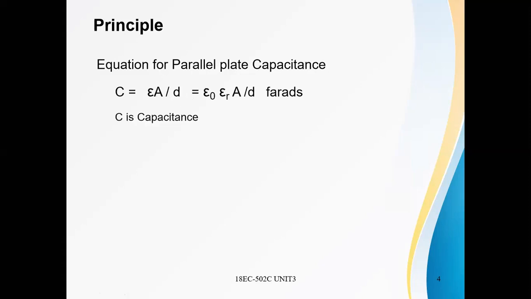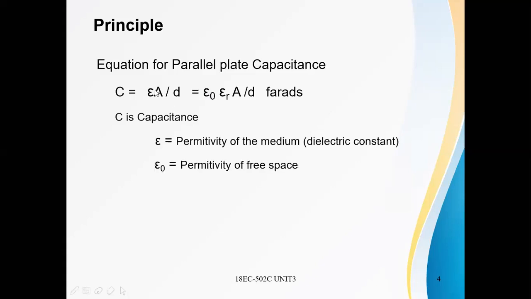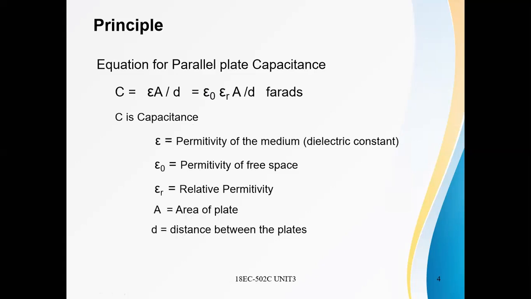Epsilon is the permittivity of the medium, that is, the dielectric constant. A is the area of the plate, and D is the distance between the plates. D is the distance between the plates, A is the area of the plate, and epsilon is the permittivity of the medium. This epsilon is equal to epsilon naught into epsilon r.